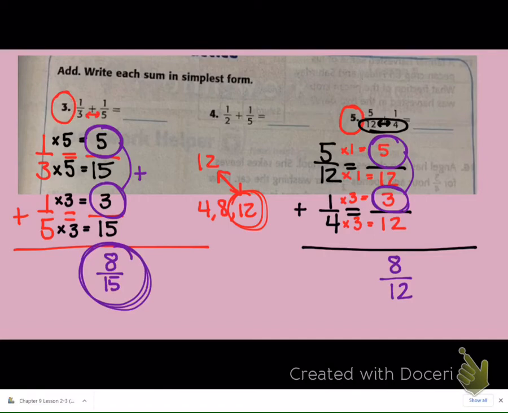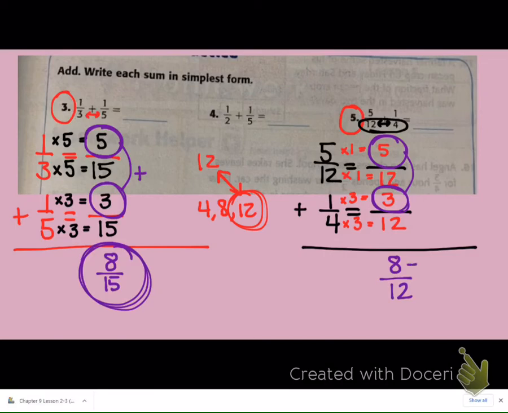8/12. Can I simplify 8/12? Well, let's think about the factors of 8 and the factors of 12. I know 2 goes in, but even a bigger number than 2, 4 goes into both 8 and 12. They're both factors. 4 times 2 is 8. 4 times 3 is 12, so they're both factors. 4 is a factor of both of them.